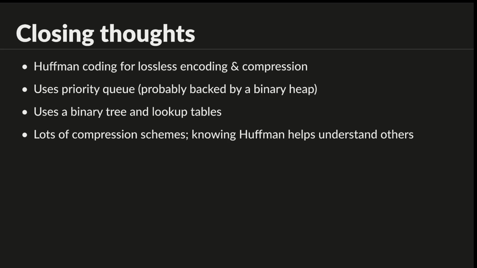This coding scheme is a way to losslessly encode and compress information. Along the way, you made heavy use of a priority queue, a binary tree, a binary heap, and a lookup table. The priority queue itself is probably best built using a min binary heap. There's loads of compression schemes, but if you implement one like this, you probably are better suited to appreciate the other ones.